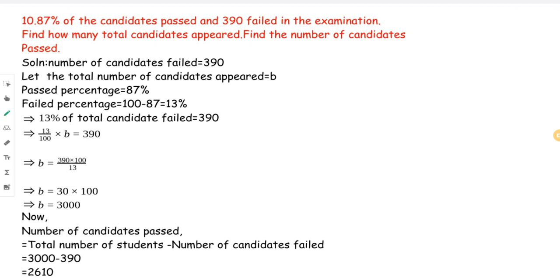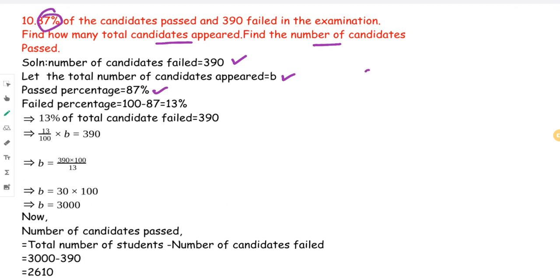Let's do one last question. 87% of the candidates passed and 390 failed in the examination. Find the total number of candidates who appeared, and also the number of candidates who passed. We have to find two things. Okay, total candidates, and the number of candidates who passed the examination. Alright, so the number of failed candidates, how much? 390. Since we don't know the total number of students who appeared, we'll take it to be small b. Alright, the pass percentage is already given in the question, 87.